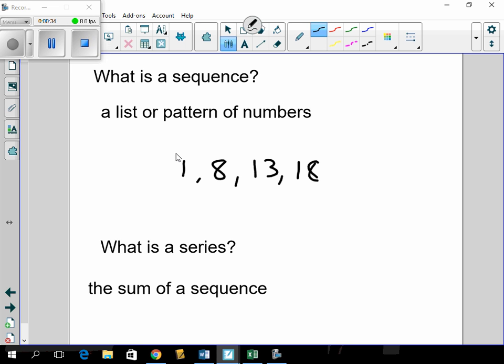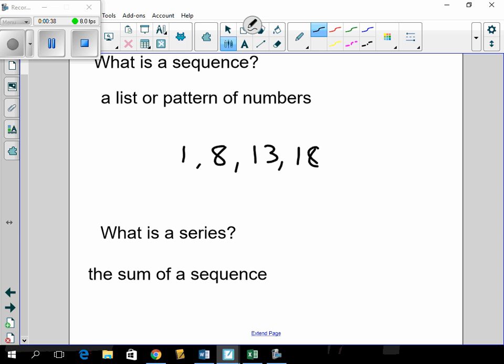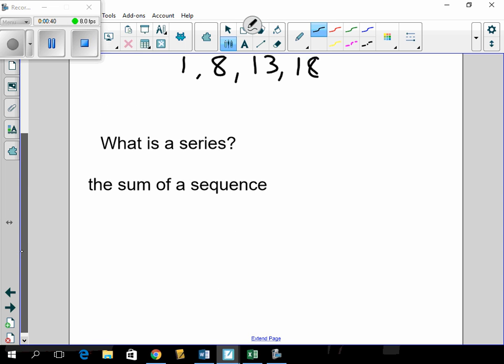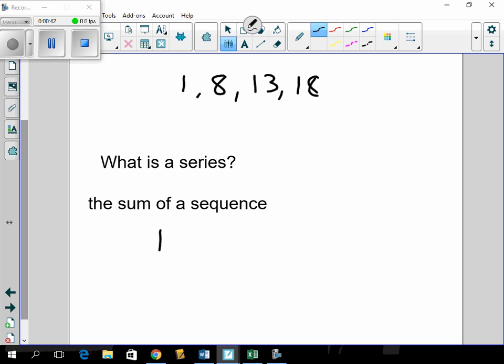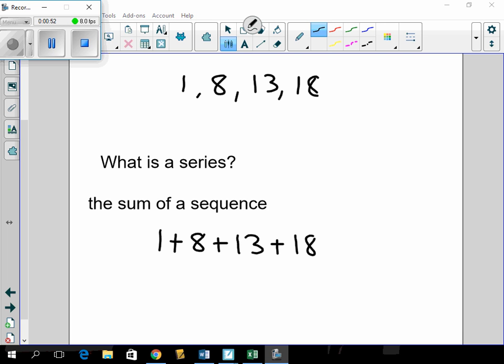And a series is the sum of the sequence. So if we were trying to find the series of the sequence above, we would say, okay, the sum is 1 plus 8 plus 13 plus 18. And we would use this to help us find the sum of the sequence. And so this would end up summing up to 40. So again, a sequence is a list of numbers, series is the sum of that sequence.